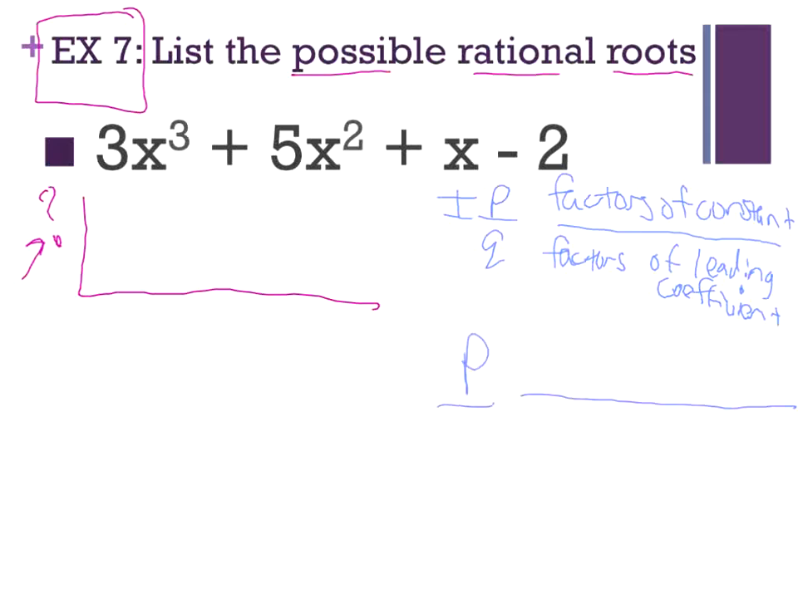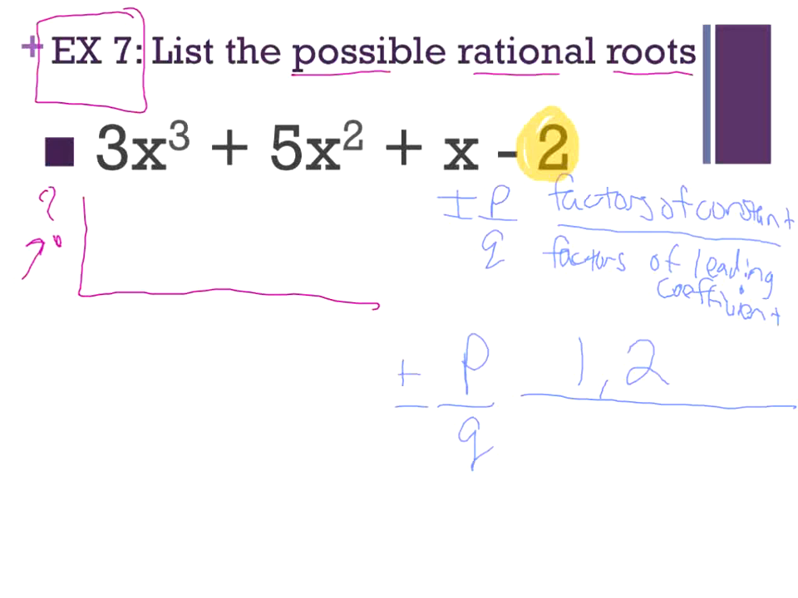Let's try. P over Q. So P says it's your constant. I'm going to highlight the constant. So maybe on your paper if you guys can circle it. Your constant is always the number that's all by itself with no variables. That's your constant. So think in your head, what times what can give you 2? What are your factors of 2? 1 or 2. 1 times 2.